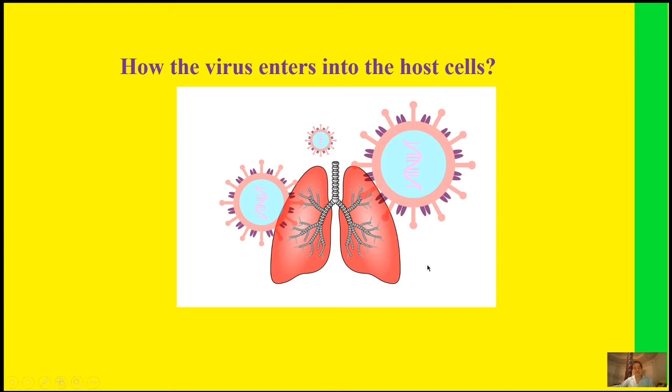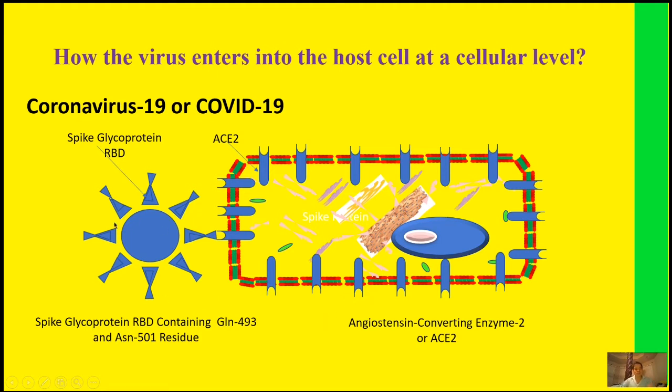How does the virus enter your lungs? Let us discuss this further at a cellular level. Assuming this is the virus and these are the cells, mucosal cells or your respiratory cells. The virus has a spike glycoprotein receptor binding domain containing an amino acid residue called glutamine 493 and also asparagine 501 residue. These two amino acids add to the polarity of the virus, thereby making the binding of these proteins more favorable to the binding of ACE2, or angiotensin converting enzyme 2. That's why COVID-19 is more contagious. The transmissibility of this virus is way faster than the other coronaviruses.